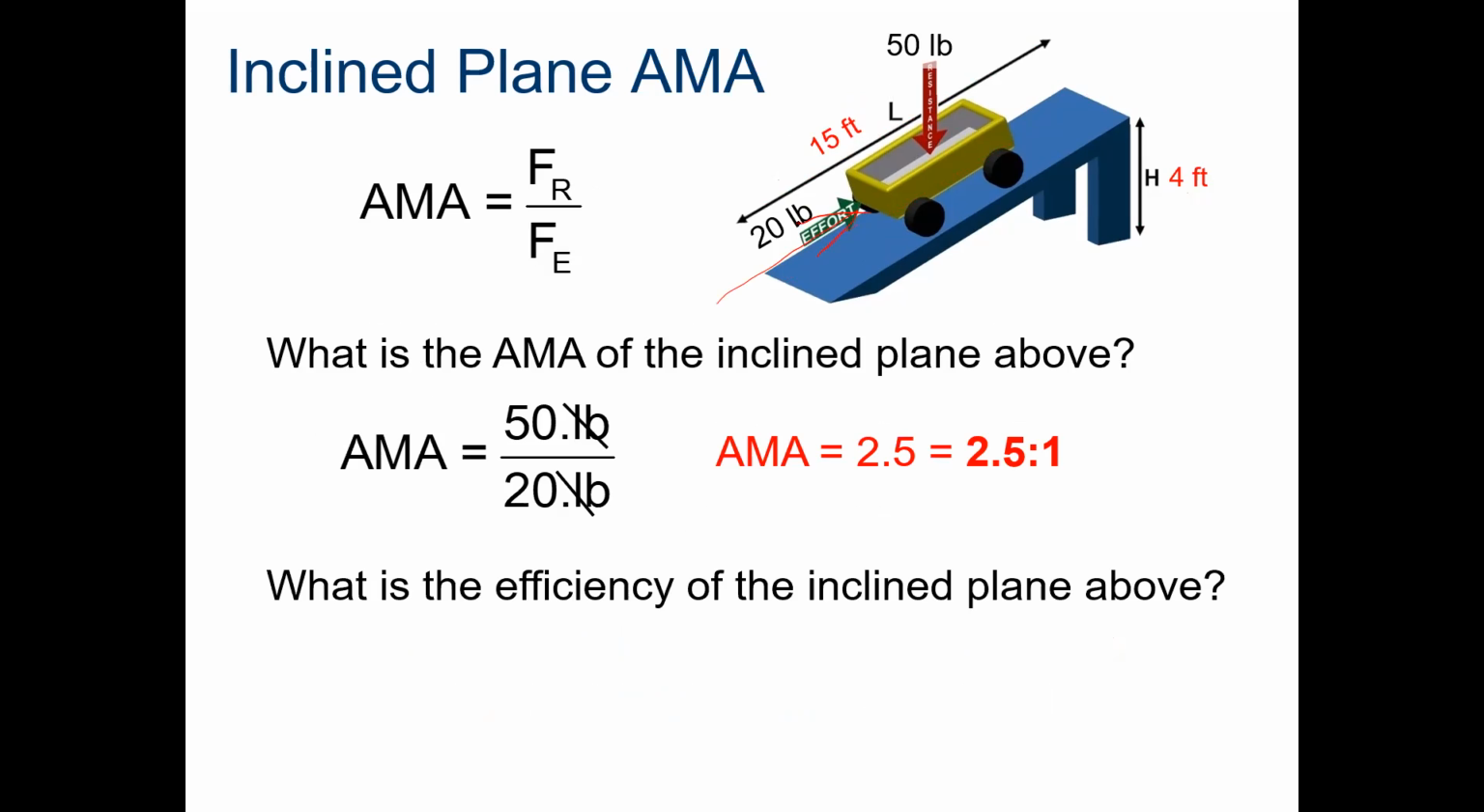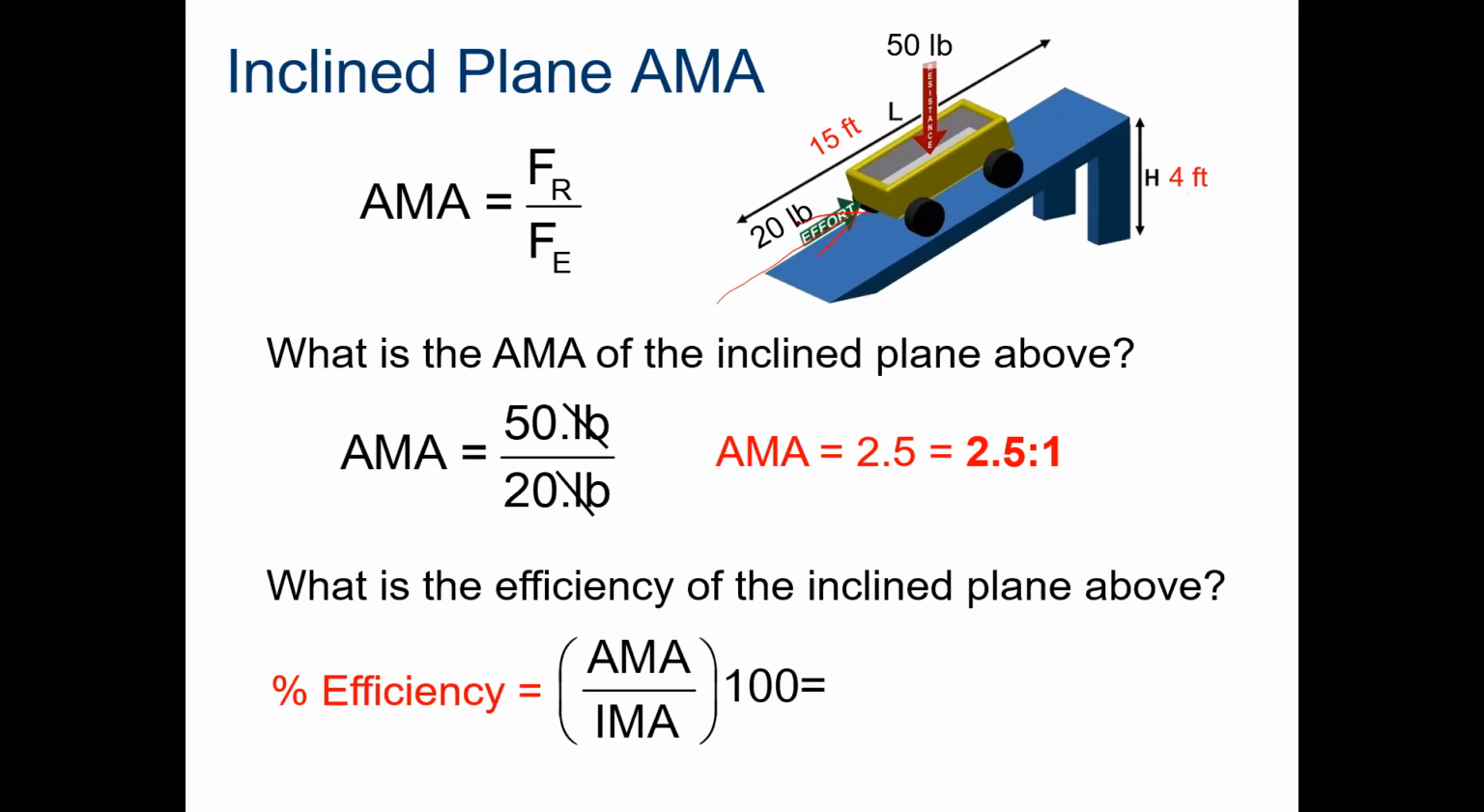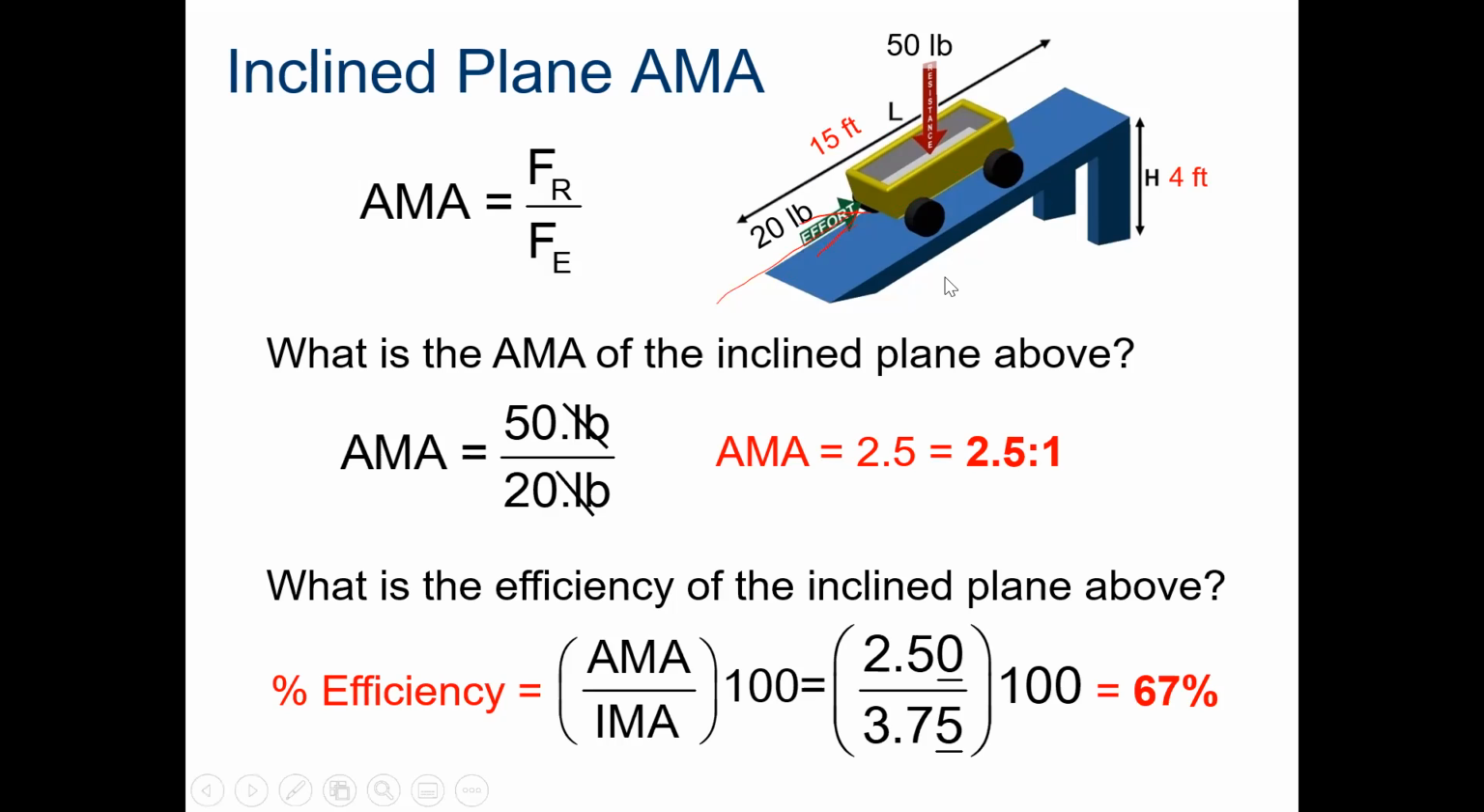And if we're looking at efficiency, it's still just AMA divided by IMA. So from before, our IMA was 3.75. So we have 2.5 divided by 3.75, times 100, to give ourselves a 67% or 66.6 probably, somewhere in that range, percent efficiency.